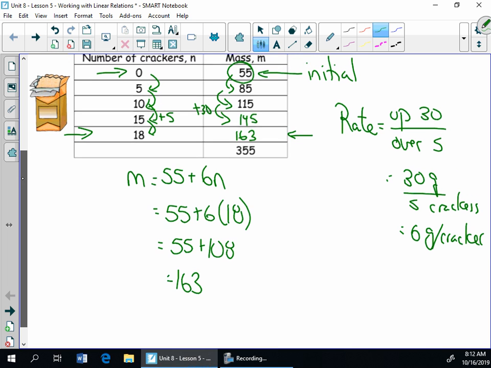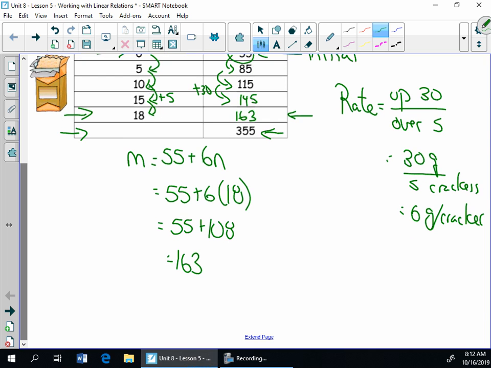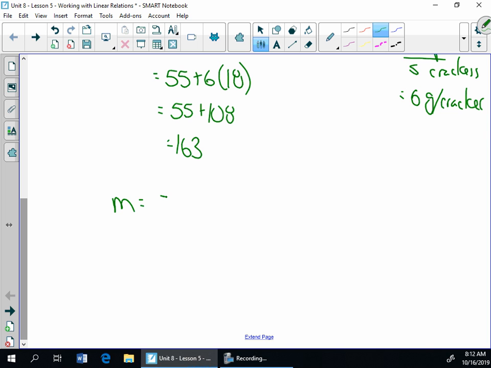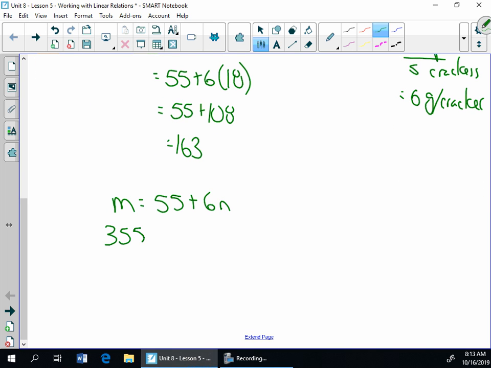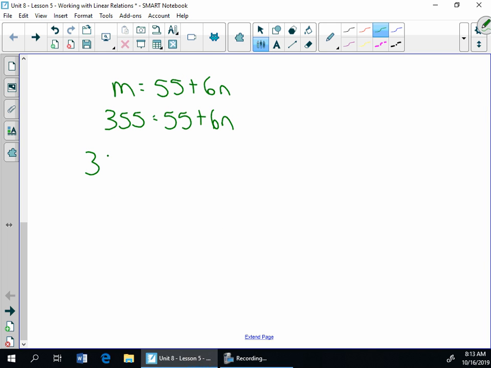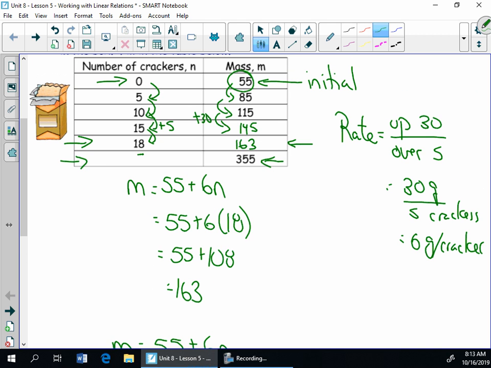Similarly, if I know the mass is 355, can I work backwards and get how many crackers? Absolutely. Okay, our same equation, m equals 55 plus 6n. But what do we know this time? We know the mass is 355. So I'm going to put that in over here for m, and I'm going to solve for n. So I'll just subtract numbers on one side, letters on the other. Okay, collect our like terms. We want to know 1n, so n must be 50 crackers.